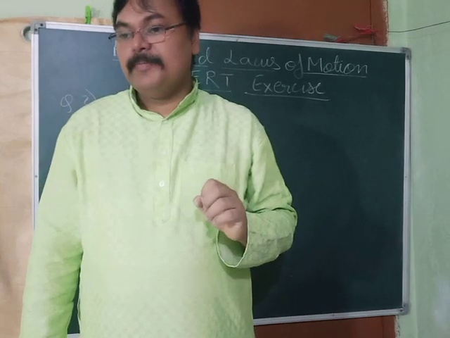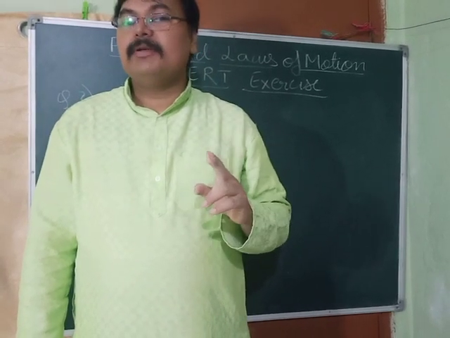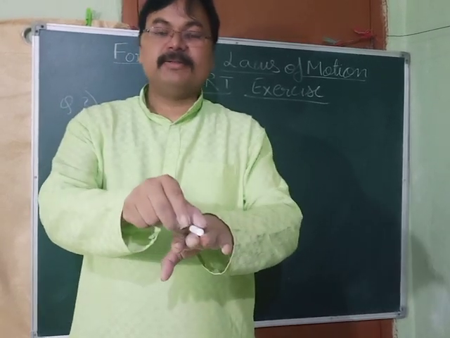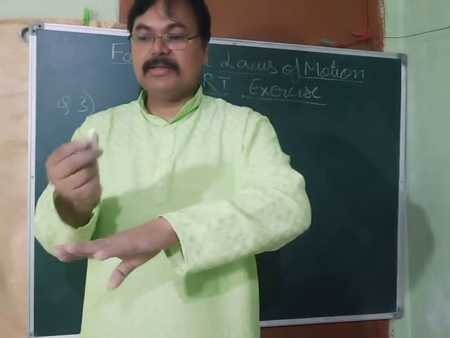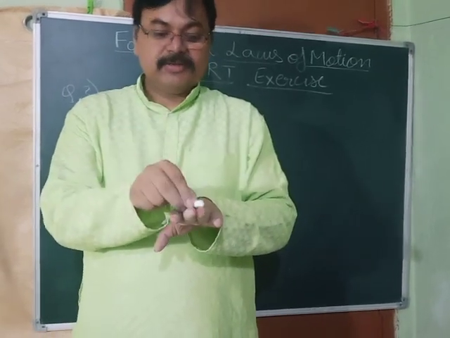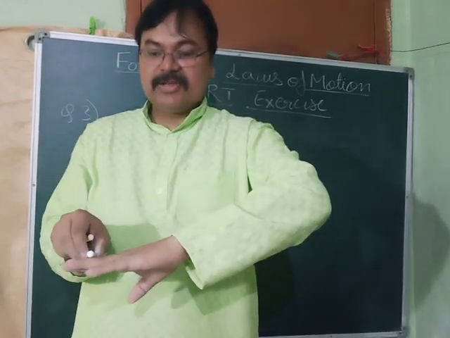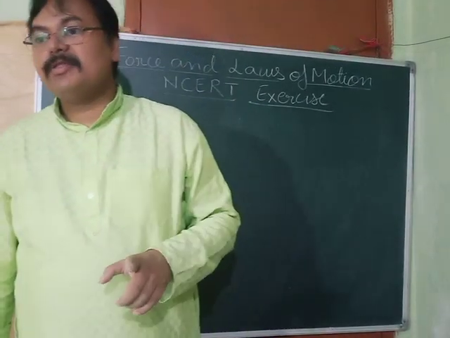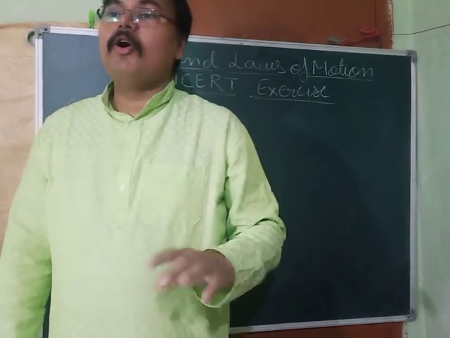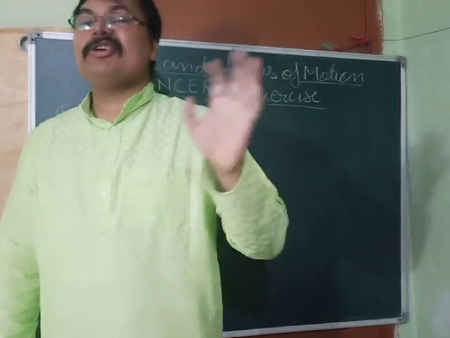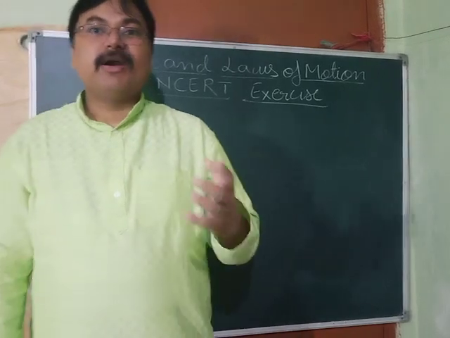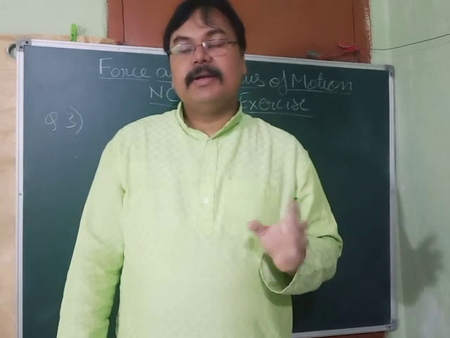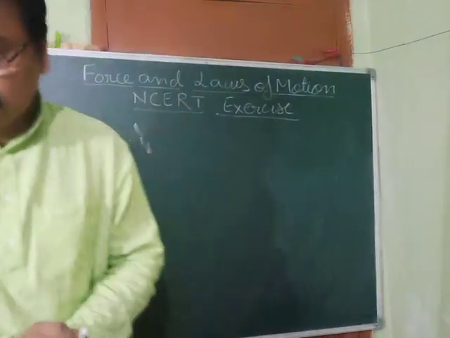Not just this much. If the bus is taking a turn, suppose the luggage is kept like this, the bus is going like this, and the bus takes a turn like this. What was the direction of motion of the luggage? It was this one. As the bus takes a turn, the luggage will try to go in its original direction, so it will fall in this direction. So either when the bus starts moving, or is stopping, or is taking a turn, the luggage will fall due to inertia. Clear? Okay. So third question.